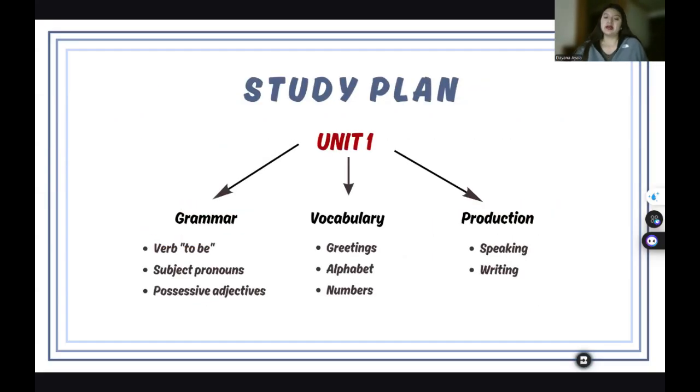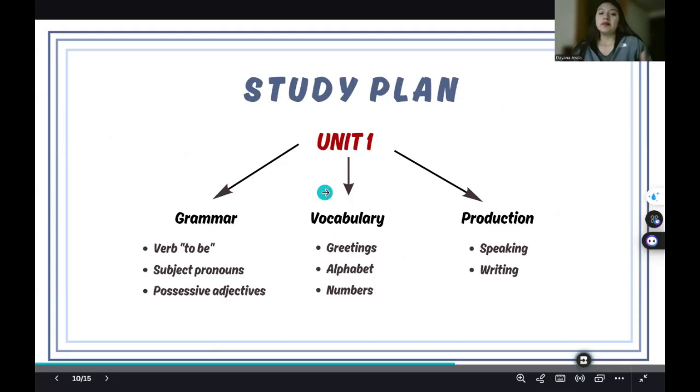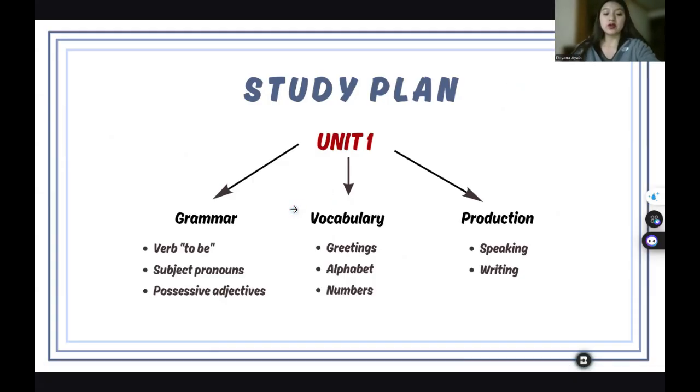Then we have the study plan. This is the most important part in our curriculum, because we are going to write what we are going to teach in each unit. For example, as I mentioned, I have 4 units. So here I have the study plan of what I am going to include in each unit. For example, here I have grammar, all the grammar rules that I am going to teach in this unit, as well as the vocabulary, for example, greetings, alphabet, numbers, the basic vocabulary that they need to know, and also the production.